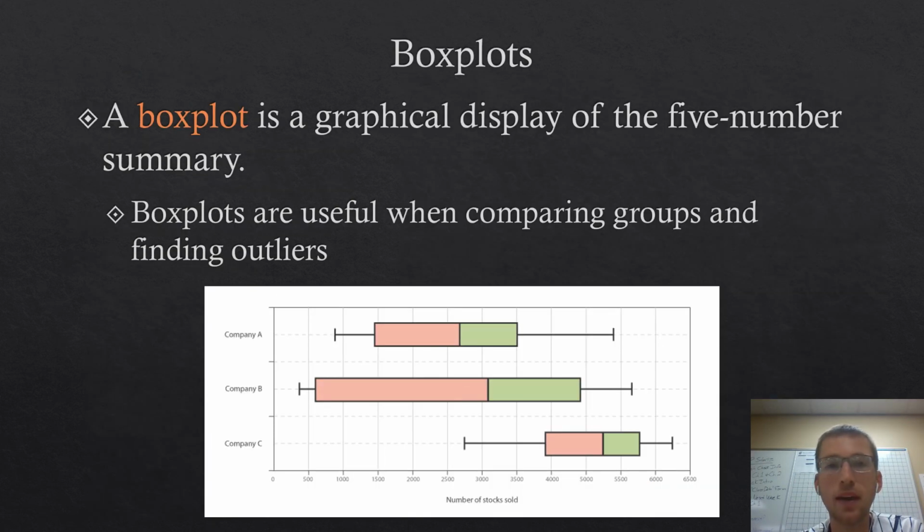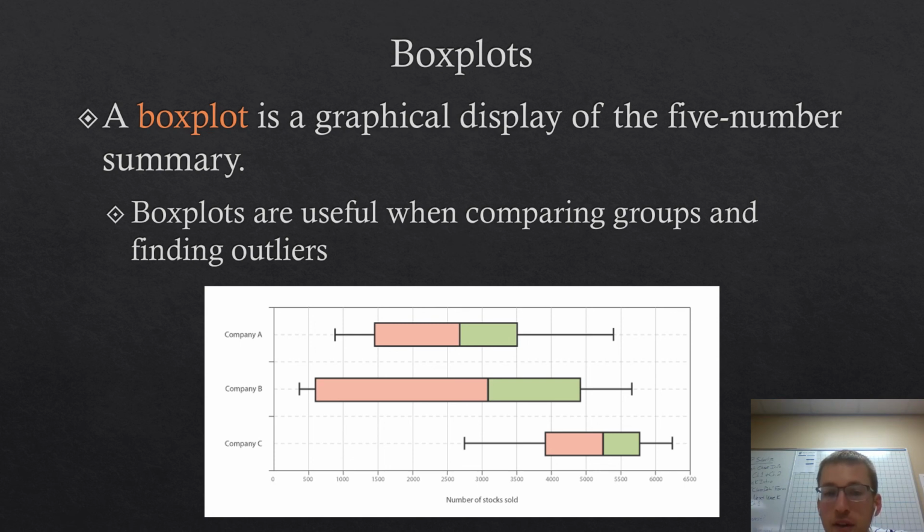So speaking of that 5-number summary that we saw before, that's made up of our minimum value, our quartile 1 or Q1, our median, Q3 or quartile 3, and our maximum. Then we can create what's called a box plot, and a box plot is just a graphical display of our 5-number summary. And box plots are useful when comparing groups and finding outliers. So in this case, if we look at company A, we see that the lowest number of stocks sold is 1,000. Then the 25% cutoff for that, or the Q1, is around 1,500, just a little bit below 1,500.